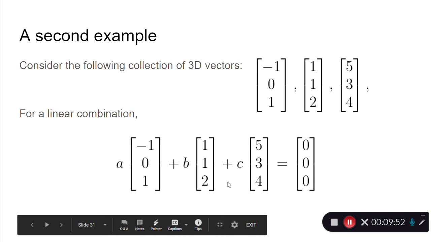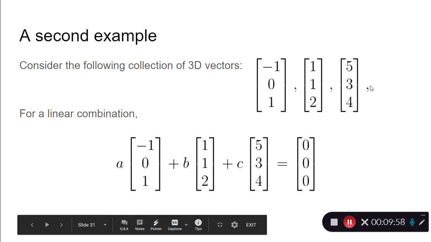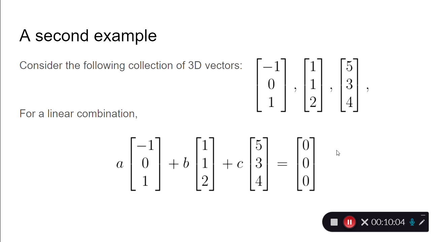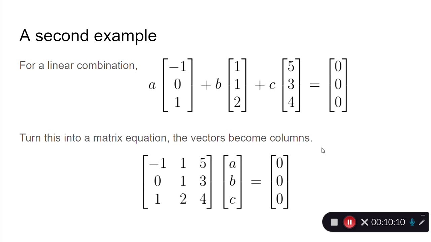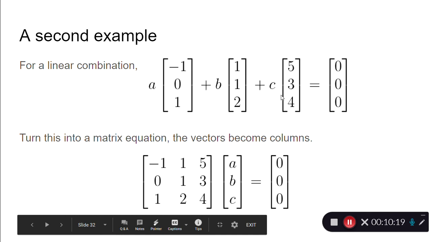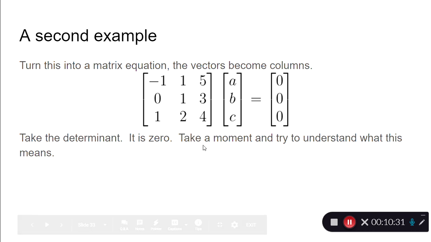All right, let's do another example. This example will fail, so you have one of each. Here are 3 vectors. Again, it's hard to tell. I can't visualize whether these are independent. So I form a linear combination, right? Some A, some B, some C. We're going to turn this into a matrix equation. Now this is actually easier than it looks. Each vector becomes a column in the matrix, right? So it's really easy to go from this first step to this second step. Once you have the second step, use SymbolLab, find the determinant. It's 0. Now take a moment, maybe pause the video, and try to understand what this means.